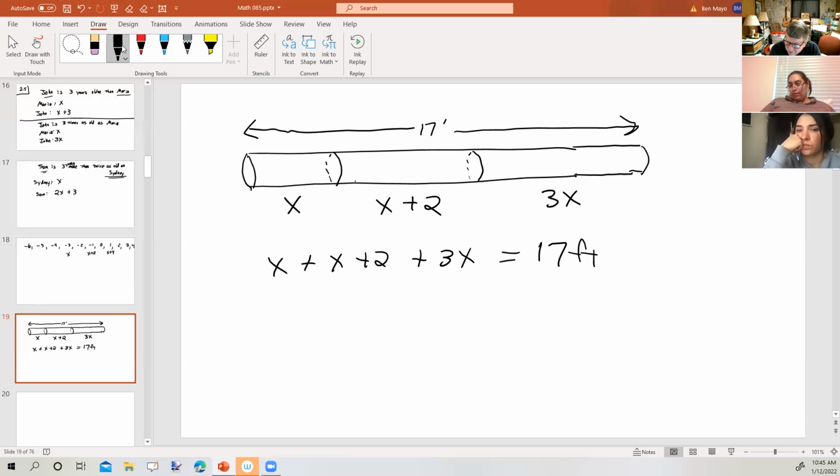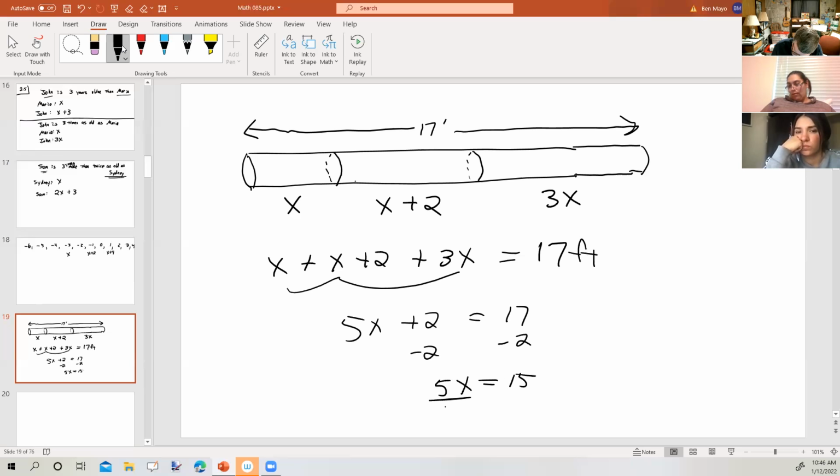So now I can solve this equation for x. On the left side of the equation, combining like terms, 5x plus 2. On the right side of the equation, 17. I subtract 2. 5x equals 15. Divide both sides by 5. X equals 3, and that would be 3 feet. So this is 3 feet. This is 3 plus 2, 5 feet. This is 3 times 3, which is 9 feet. 3 plus 5 is 8, plus 9 is 17.